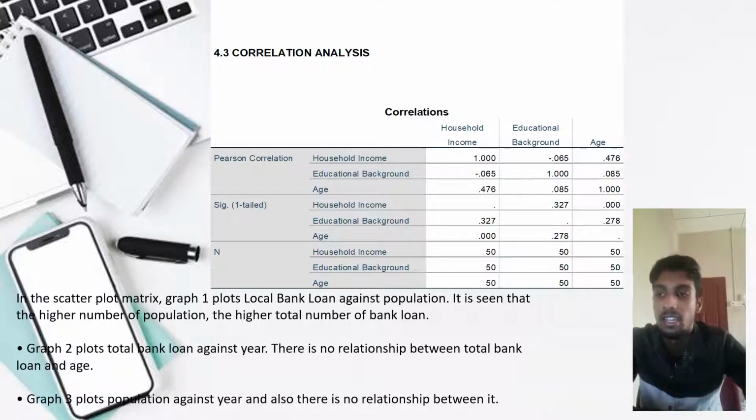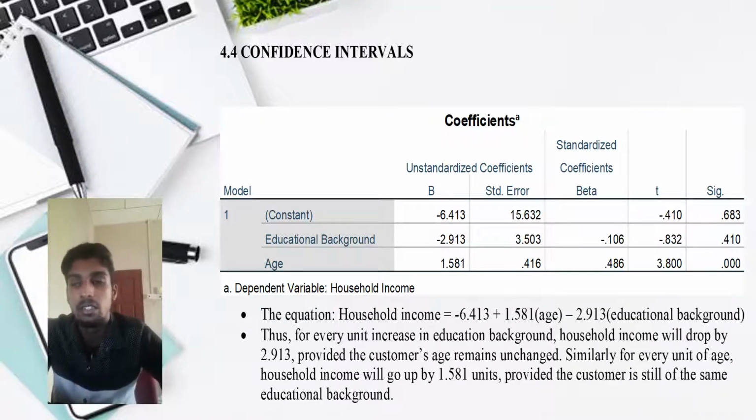4.3 Correlation analysis. In the scatter plot matrix, graph 1 plots total bank loan against population. It is seen that the higher the population, the higher the total bank loan. Graph 2 plots total bank loan against year. There is no relationship between total bank loan and year. Graph 3 plots population against year, and also there is no relationship between them.